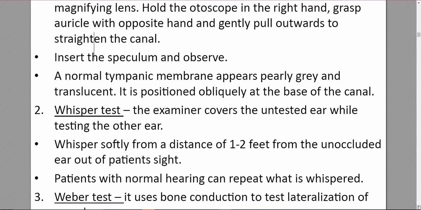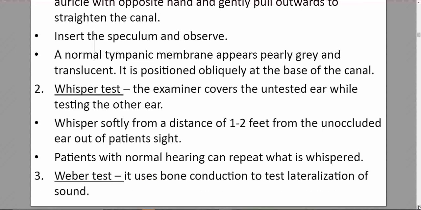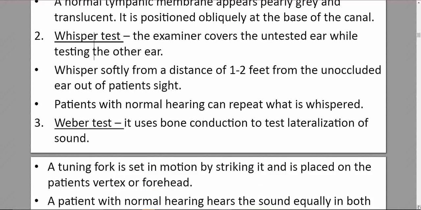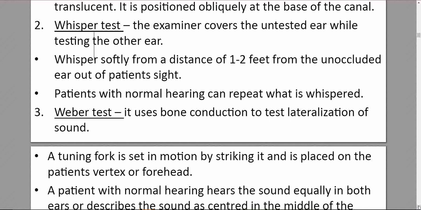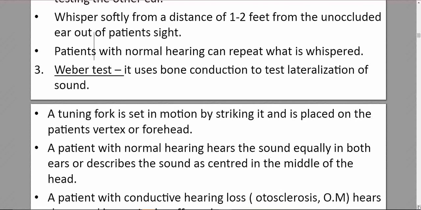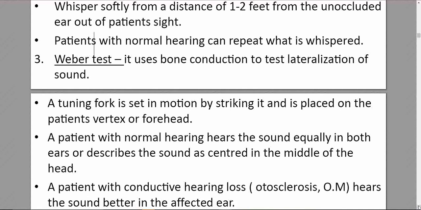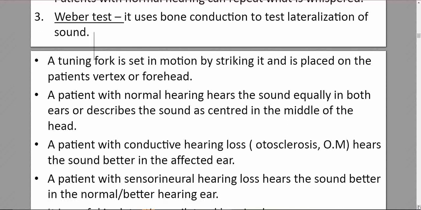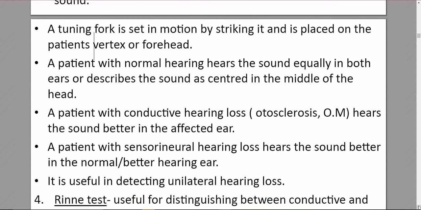And then you can use the whisper test. In the whisper test, the examiner covers the untested ear while testing the other ear. Whisper softly from a distance of 1 to 2 feet from the unoccluded ear, out of the patient's sight. Patients with normal hearing can repeat what is whispered. Another test, the third test, is the Weber test. It uses bone conduction to test lateralization of the sound. A tuning fork is set in motion by striking it and is placed on the patient's vertex or forehead. A patient with normal hearing hears the sound equally in both ears.